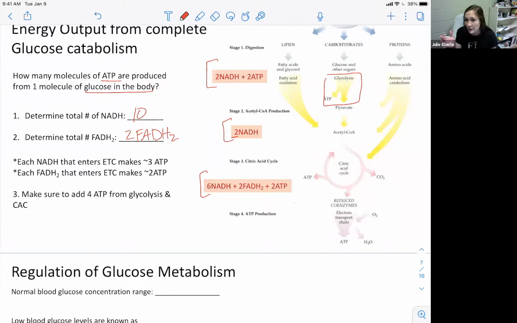I think the hardest part is remembering to double everything because you get 2 pyruvate from glycolysis. And so then you just have to double everything from there. I think that's the hardest part.